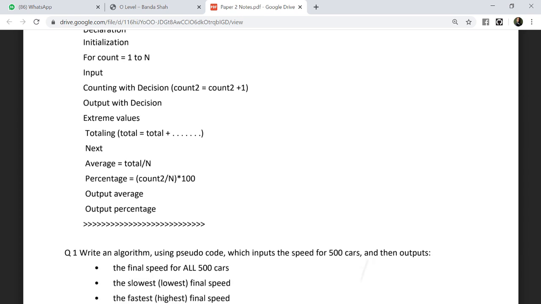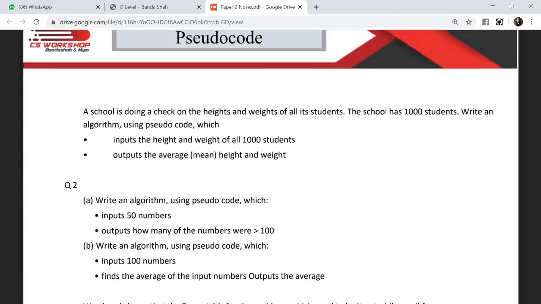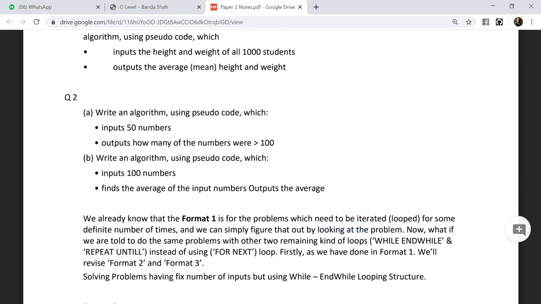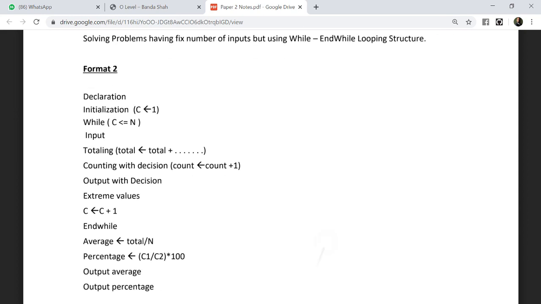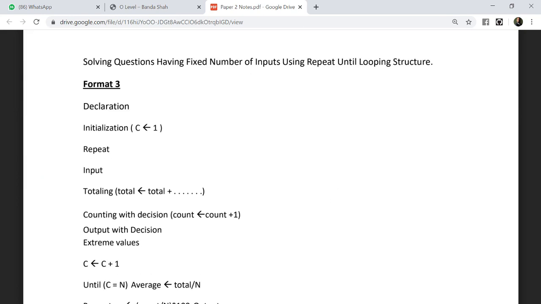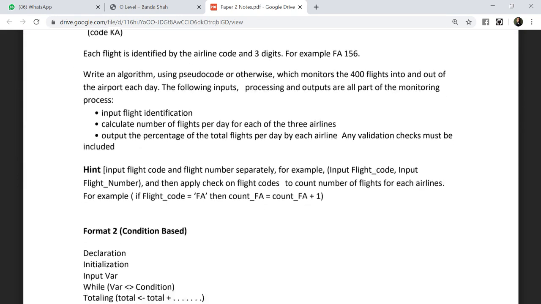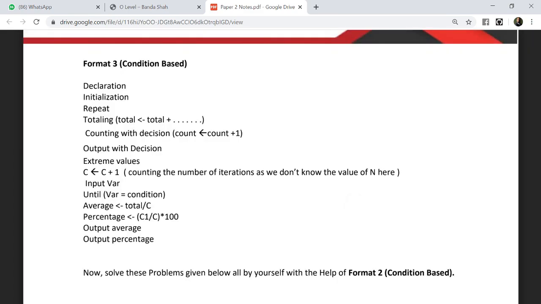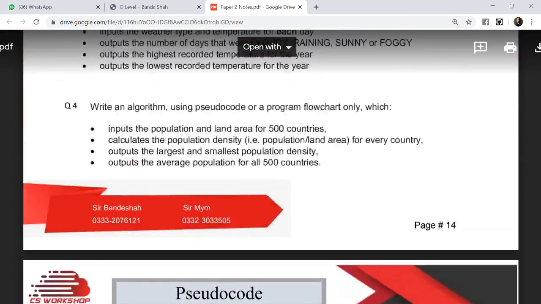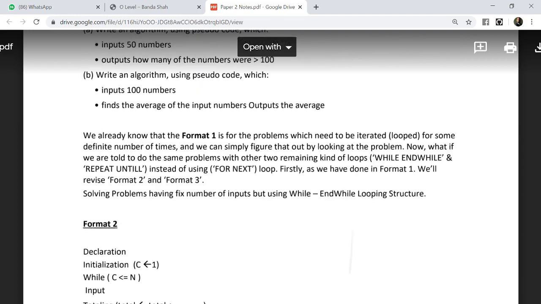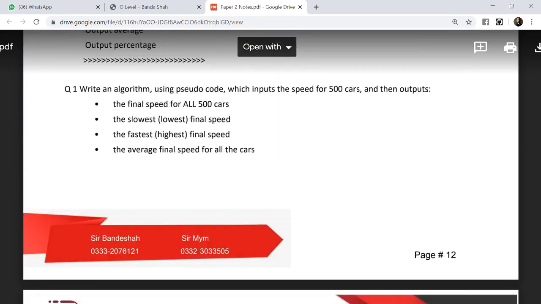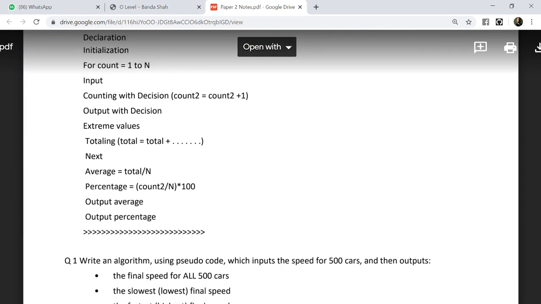Alright, so on the next page there are some more questions, and then there's format 2. We haven't done that. All right, so we have to solve one question by relating it to the format. Let's do this here.